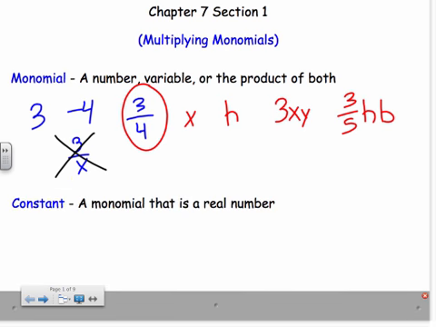So moving on, some of these are called constants. It's really just a monomial that's a real number. So a constant is something that doesn't change. Well, all of our numbers don't change. A 3 is just a 3. An 8 is an 8. A -7/2 is a -7/2, right? Variables are things that change. And so constants are just our specific numbers, our real numbers.